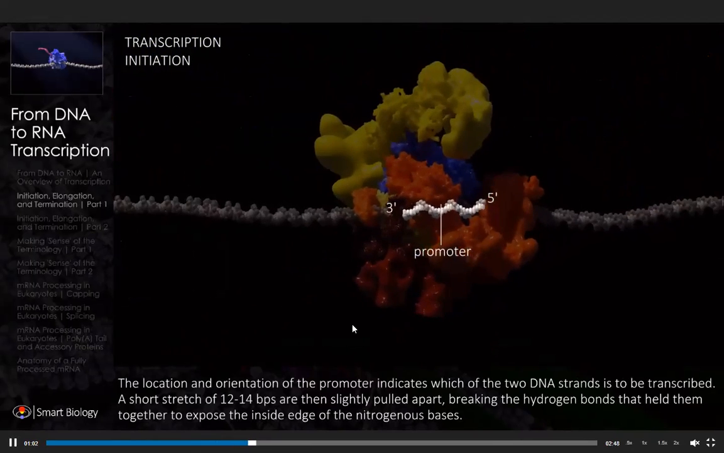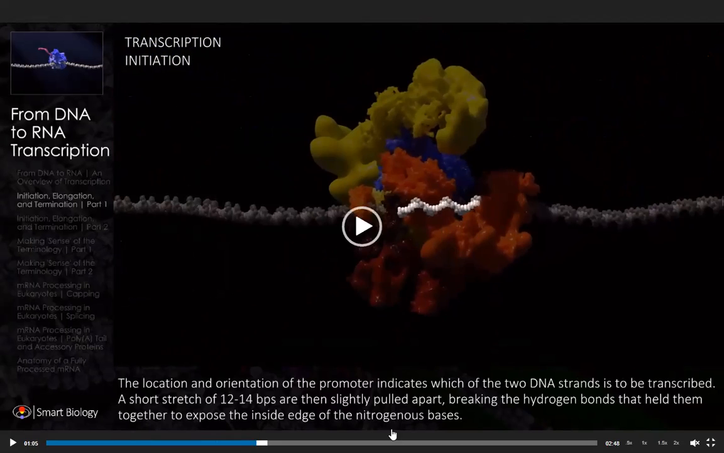The location and the orientation of the promoter indicates which of the two DNA strands is to be transcribed. So the promoter sequence here is important. And remember, I mentioned there has to be a sequence about 10 nucleotides upstream. There has to be a sequence about 35 nucleotides upstream. There can be sequences, a few nucleotides downstream even. And after the transcription start site, there are sequences that help in the binding of these proteins. So that is what defines whether the plus strand will be transcribed or the minus strand will be transcribed.